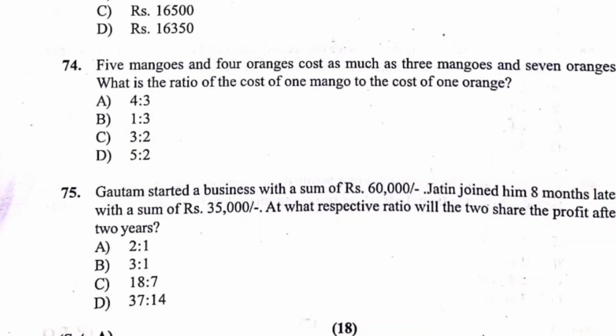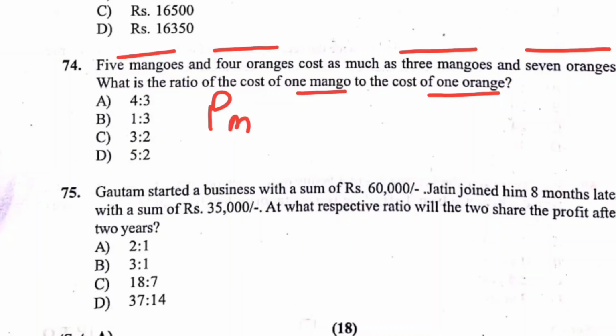Next question is: 5 mangoes and 4 oranges cost as much as 3 mangoes and 7 oranges. What is the ratio of the cost of 1 mango to the cost of 1 orange? Okay, let us denote the price of mango by PM and the price of orange by PO.